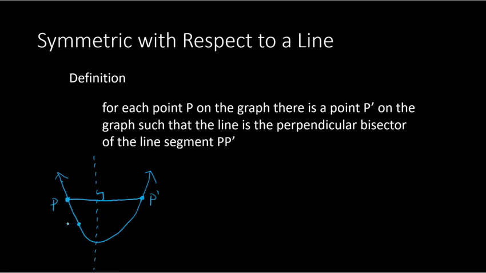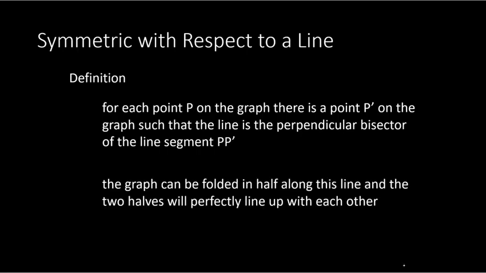If we pick this point here, we'll call it Q, then if this parabola is symmetric with respect to this axis of symmetry, then there's going to be a point over here called Q prime that corresponds with point Q, such that if you were to create a segment connecting Q and Q prime, this axis of symmetry would cut this line in half. All right, so that's the idea of being symmetric with respect to a line.